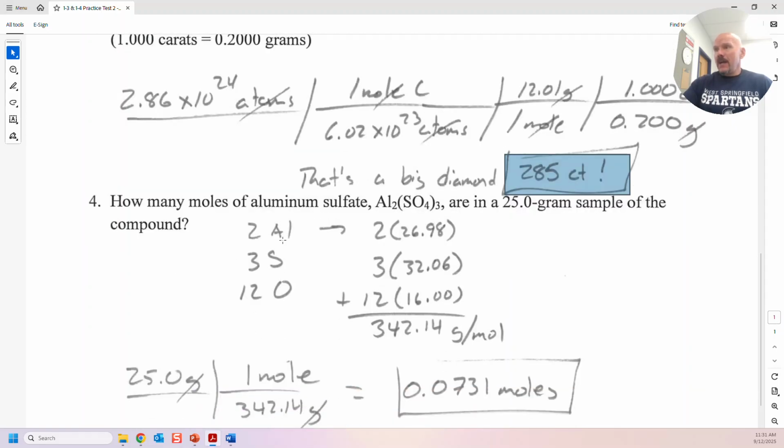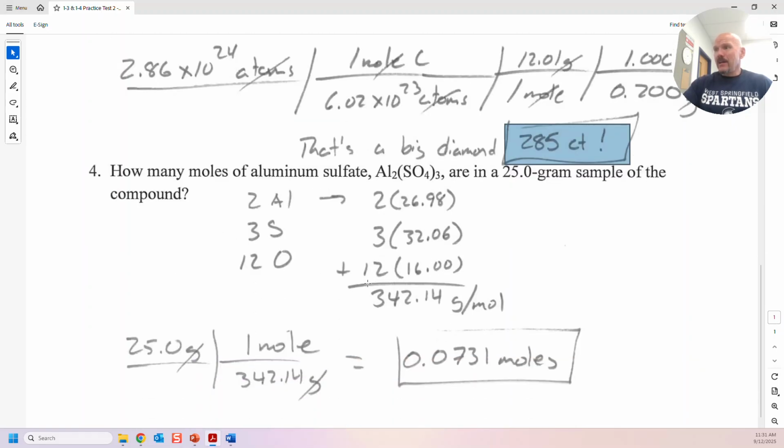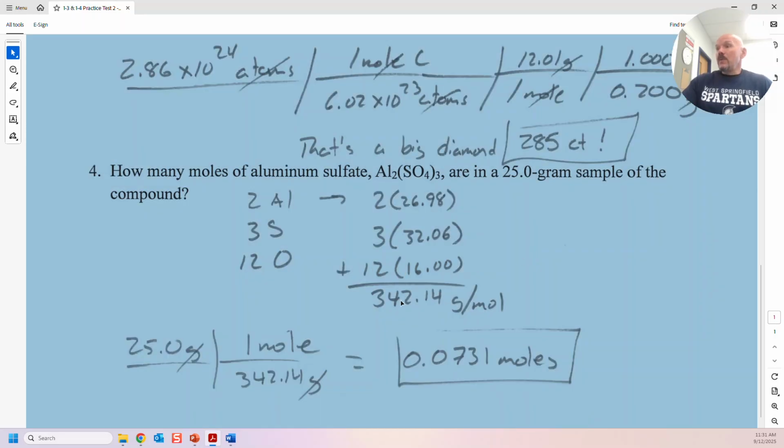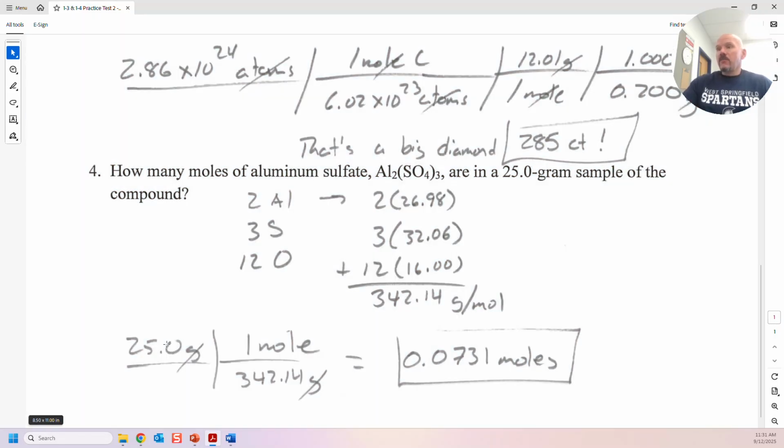So again, the molar mass of this compound adds up to 342.14 grams per mole. And where did we get these numbers? The 26.98 is the molar mass of aluminum, the 32.06 is the molar mass of sulfur, and the 16 is the molar mass of singular oxygen, right? And once we have that, now all we do is take our 25 grams, we say 1 mole on top, the molar mass on the bottom, that'll cancel out grams. So 25 divided by 342.14 gives us our answer here.